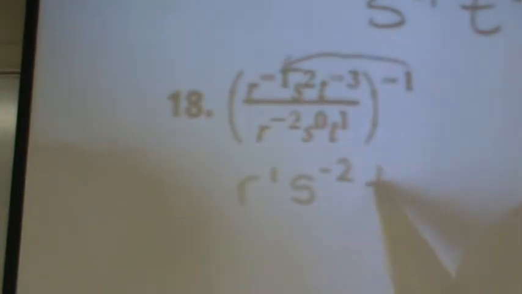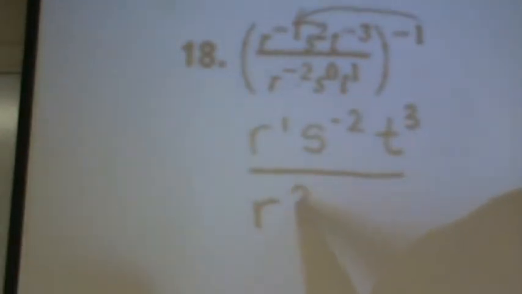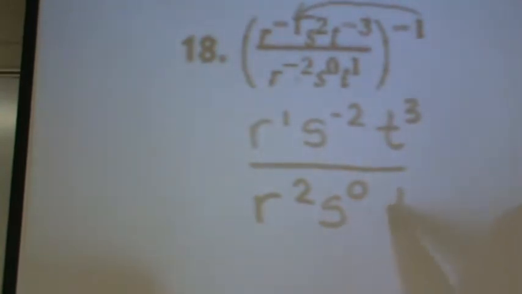So we're multiplying it. That's going to be an r to the 1, s to the -2, t to the third, r to the second, -1 times nothing is still 0, and then t to the -1.